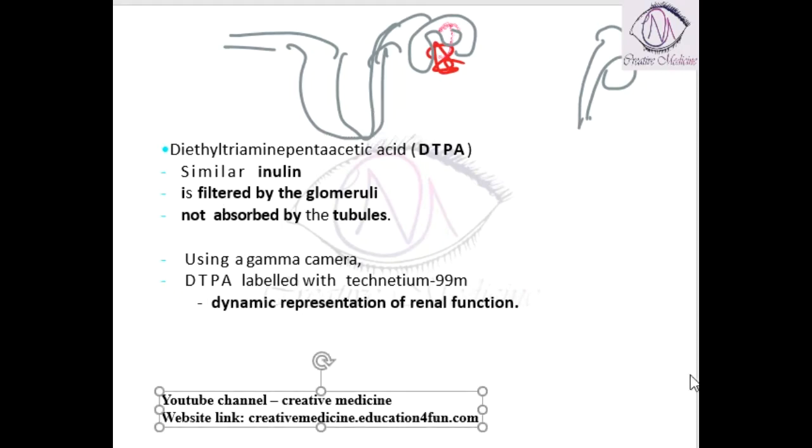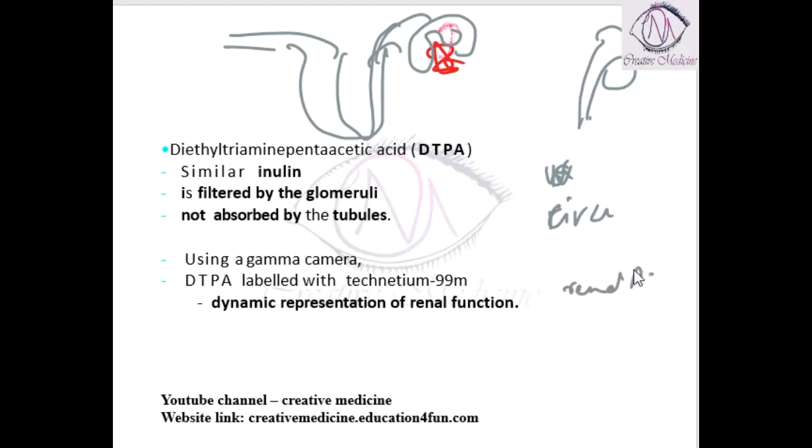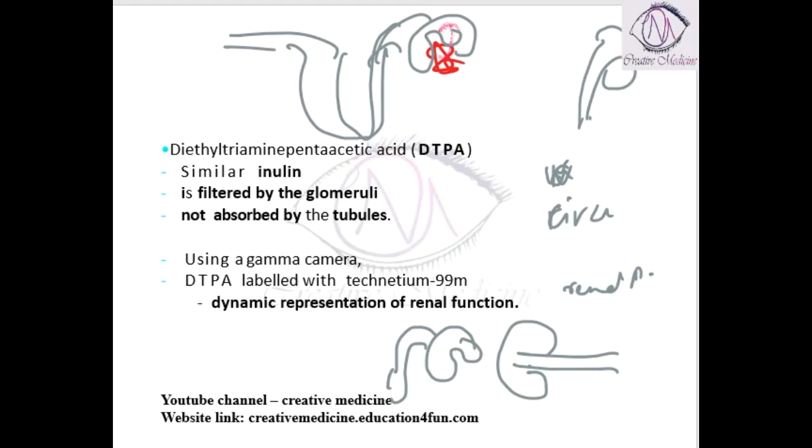So what is the dynamic representation of kidney function? If you give the dye through the intravenous route, the dye will go through the veins, into the blood circulation, and then reaches the renal artery. Through the renal artery it goes to the kidneys, and in the kidneys it enters the glomeruli. In the glomeruli we have the renal blood vessels, afferent and efferent renal arterioles with capillaries.